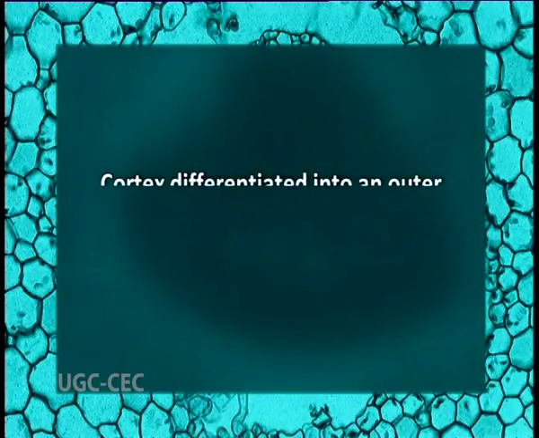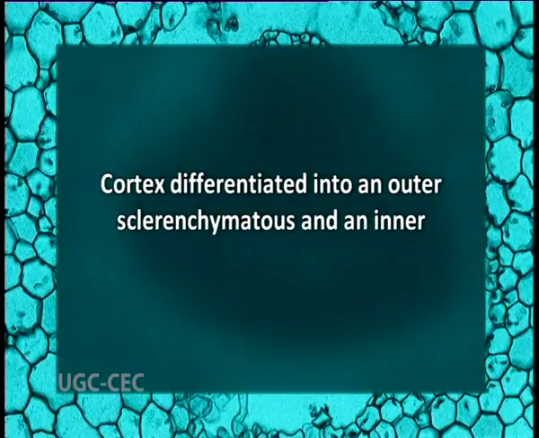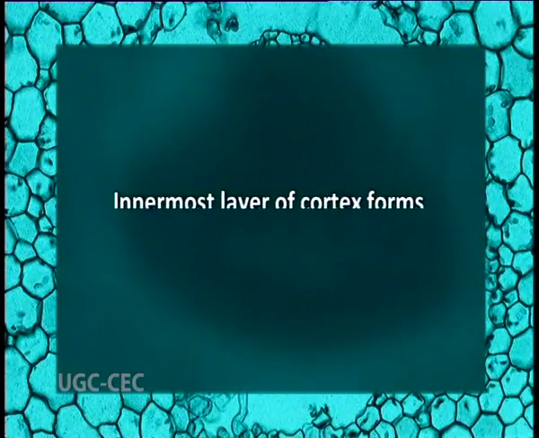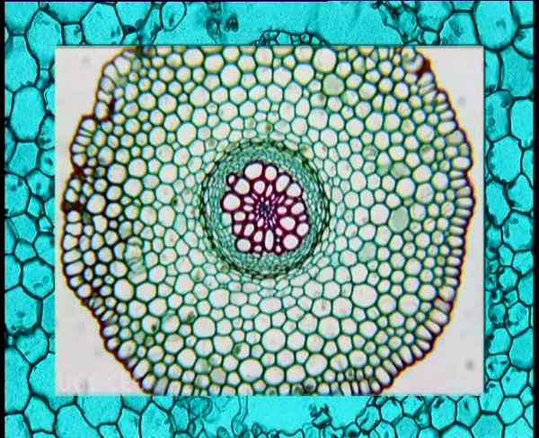The cortex is differentiated into an outer sclerenchymatous and an inner relatively wide parenchymatous zone. The innermost layer of the cortex forms the endodermis. The protostele of the rhizophore is surrounded by parenchymatous pericycle. Usually the stele is monoarch and exarch.